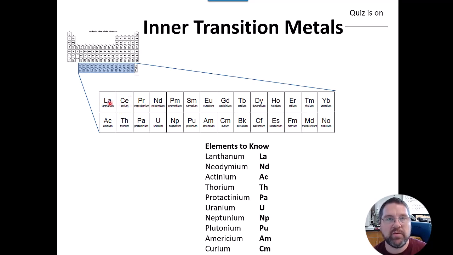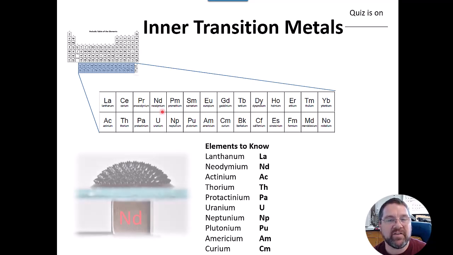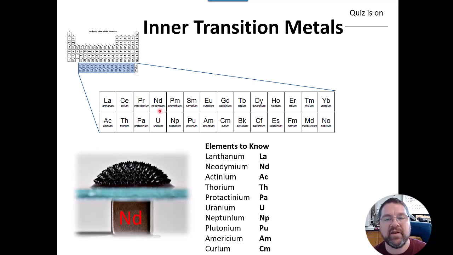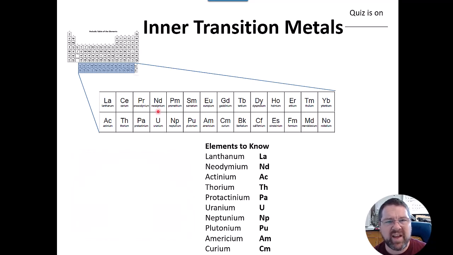The elements that I'd like you to know, out of the rare earth metals, the main ones would be the first one, lanthanum, after which the series is named, the lanthanide series, and then neodymium, Nd. We hear that a lot when we talk about magnets, like the very strong, powerful magnets. They're still iron magnets, they just have a little bit of neodymium mixed in with the iron, and some other elements usually as well.